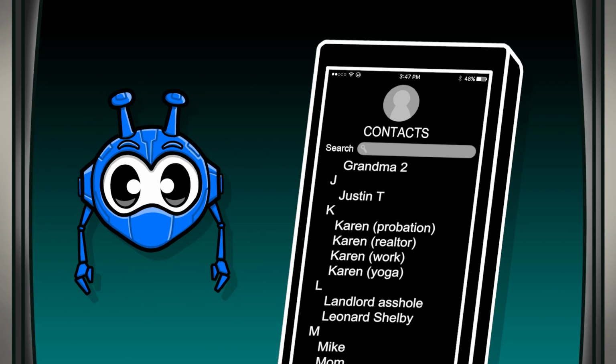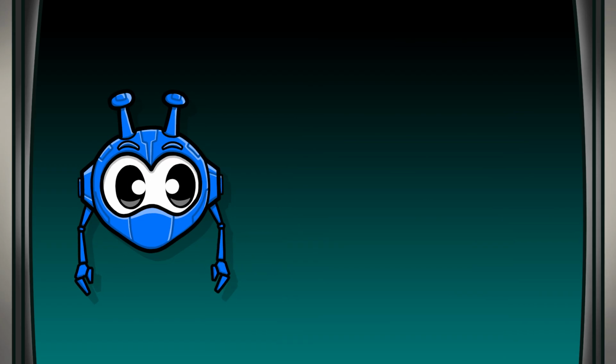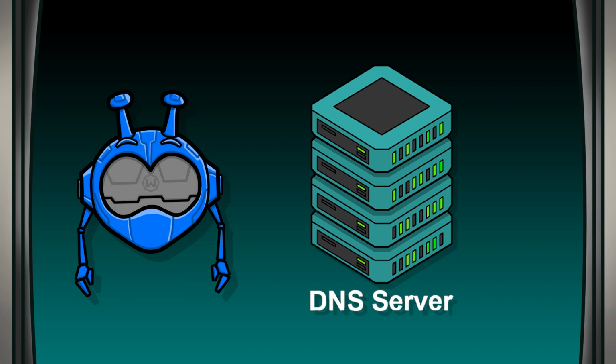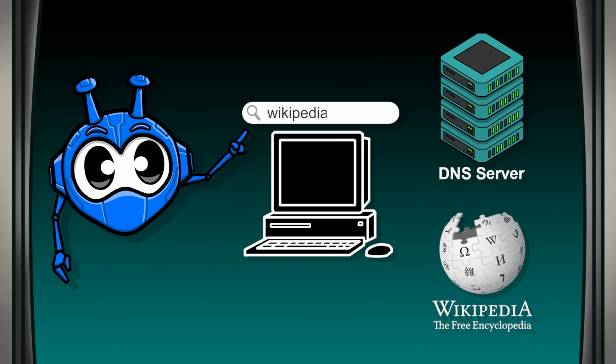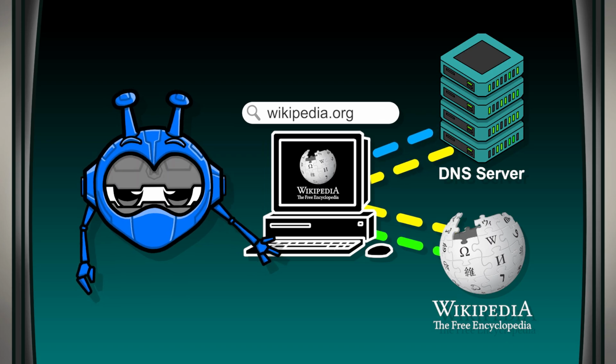You don't necessarily memorize each phone number. You just select the name of the person you're calling, and the phone dials the corresponding number for you. A DNS server acts just like a contact list for domains online. You enter a domain like wikipedia.org into the address bar, and the browser uses a DNS server to find the IP of Wikipedia and load the website.